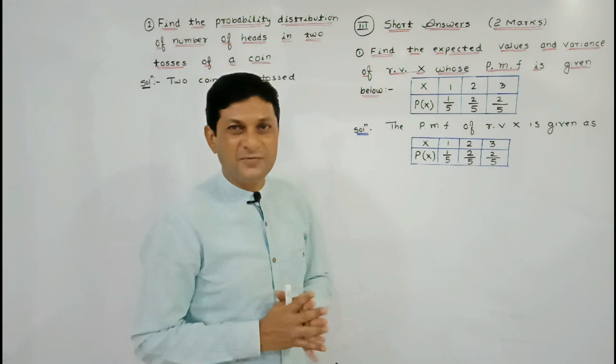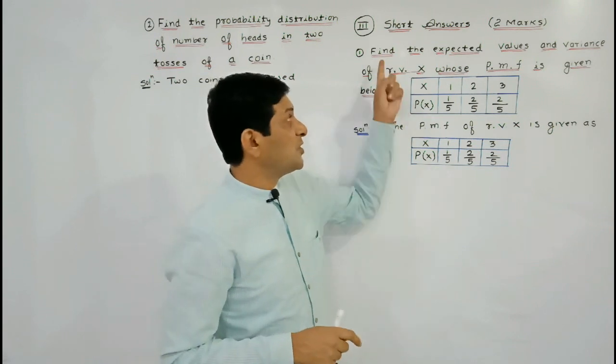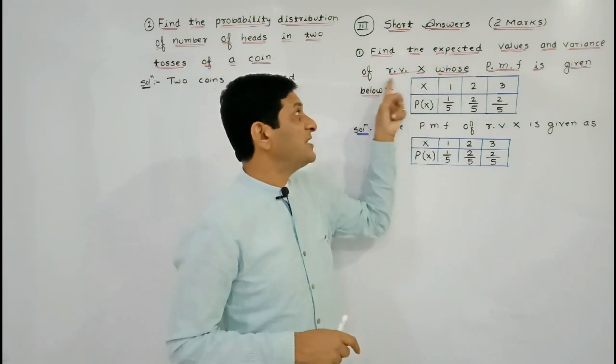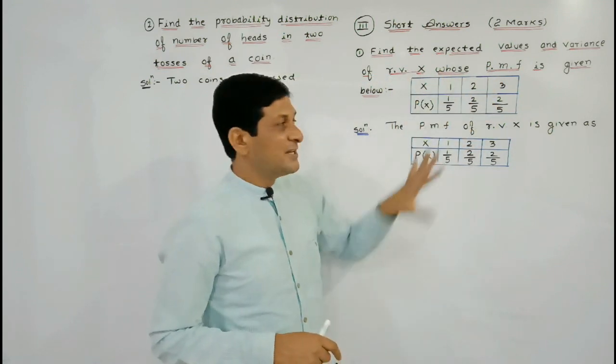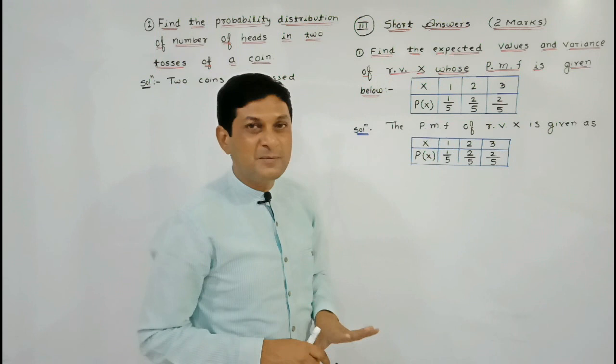So let us begin with the first question. In the first question we have to find out the expected value and variance of a random variable x whose probability mass function is given to us. So we have considered the given probability mass function.